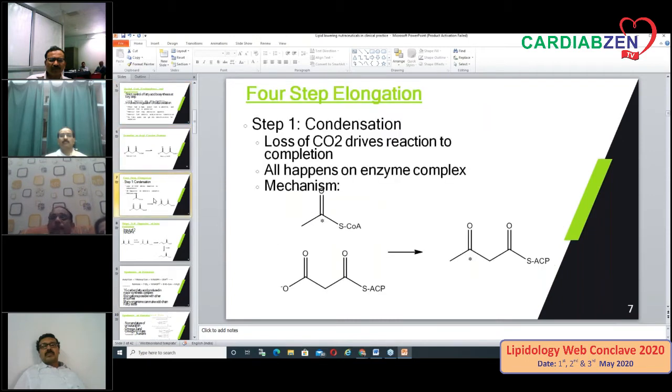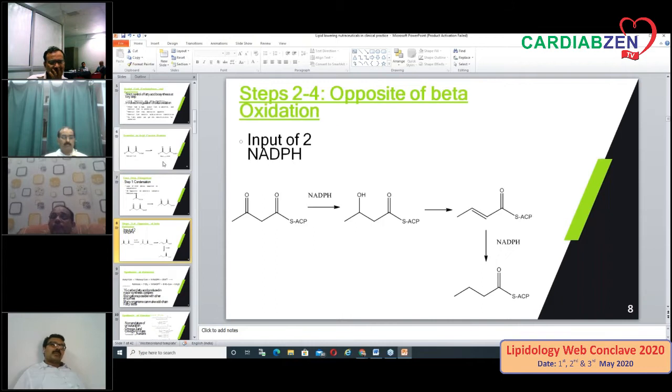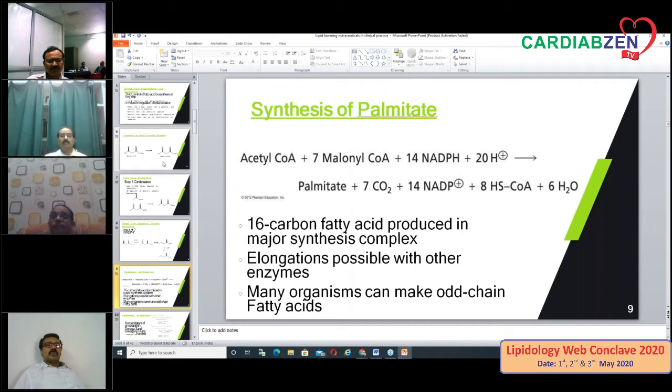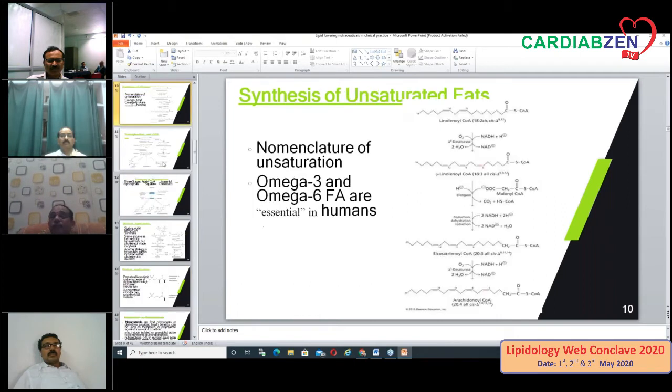Now this is how the transfer of coenzyme takes place. Let me introduce the 4 steps in the elongation of fatty acids. Step 1 is the condensation, where loss of carbon dioxide drives the reaction to completion. All of this happens on the enzyme complex. Step 2 is the opposite of beta oxidation basically, the synthesis from acyl coenzyme A. Ultimately, palmitic acid is produced, a 16-carbon fatty acid produced in the synthesis complex. Elongation is possible with the enzyme, and organisms can make odd-chain fatty acids, basically.